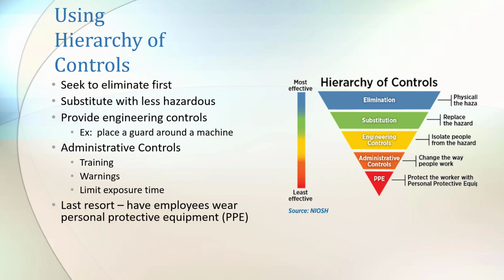Something I didn't talk about on the last one is training. If you train somebody, that's administrative. Warnings, so a stop sign is actually an administrative control. And then you can limit people's exposures. A good example is places that have deep freezers to keep everything really, really cold. They'll rotate which employees work in there, maybe on a time rotation. Maybe they only go in once a day, or only for 15 minutes, and then somebody else goes in, so the cold doesn't cause an injury. And as we've said, the least effective and the last resort is your PPE.